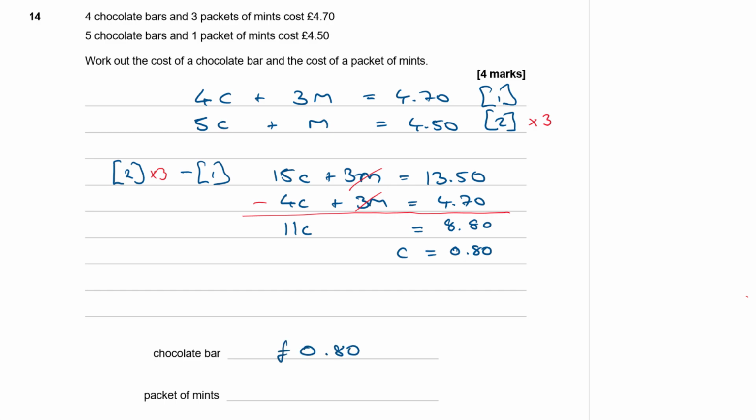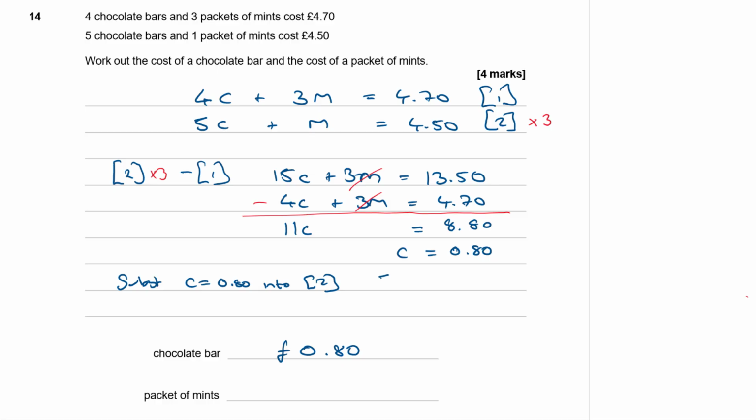And what about the packet of mints? So now to get the packet of mints, we can just go back to one of our original equations. I'm probably going to go to equation 2 because that's the simpler of the two, because we've just got the 1m there. So I'm going to substitute c equals 80 pence into equation 2 and then see what I get.